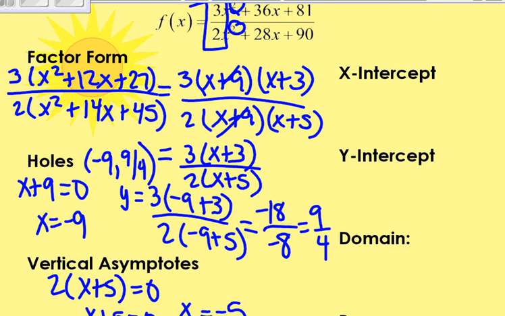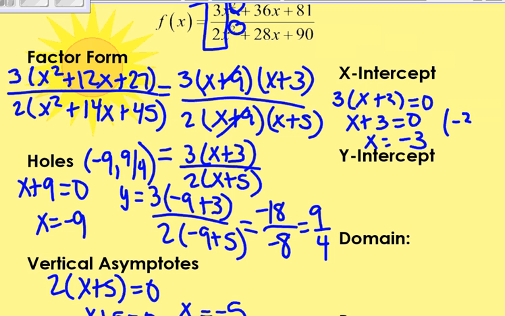X-intercept, we're going to take the numerator and set it equal to 0. So 3x plus 3 equals 0. So again, we've got x plus 1 equaling 0, or x equals negative 1. Okay, again, x-intercept is a point, so it's going to be negative 3 comma 0, because the y is 0 when we have an x-intercept.